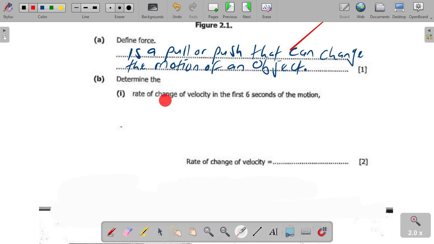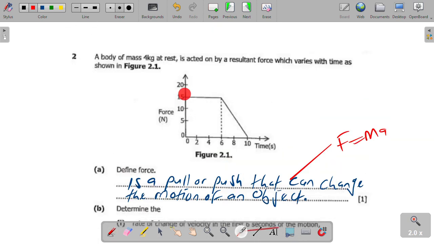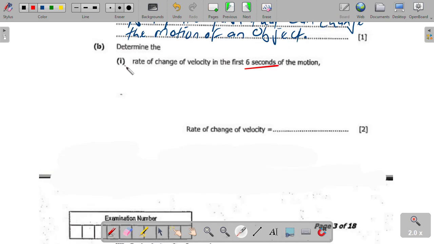B, determine the rate of change of velocity in the first 6 seconds. All right, in the first 6 seconds of the motion. So our force is 15 in the first 6 seconds. Okay, our force is what? 15, measured in newtons. Now we are told to calculate the rate of change.